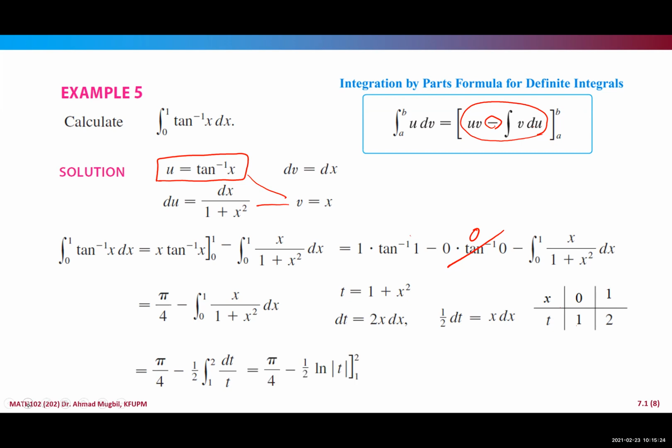Now this will be, of course, a half ln the absolute value of t. And of course, you will substitute now the upper minus the lower. It will be ln 2 minus ln 1. Ln 1 is 0. So it will be pi over 4 minus ln 2 over 2.